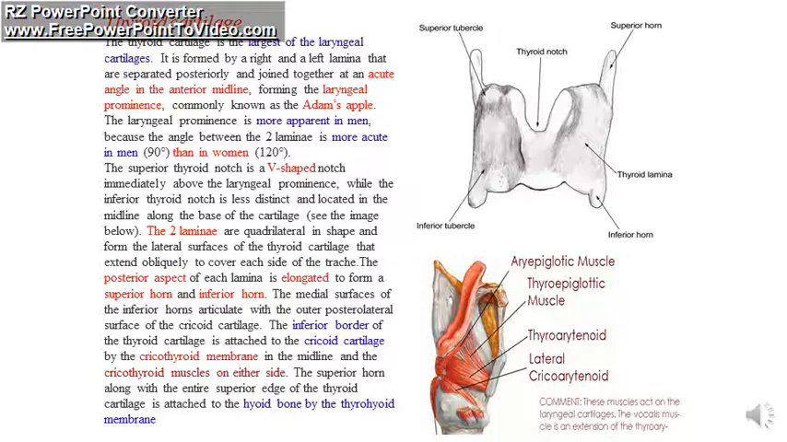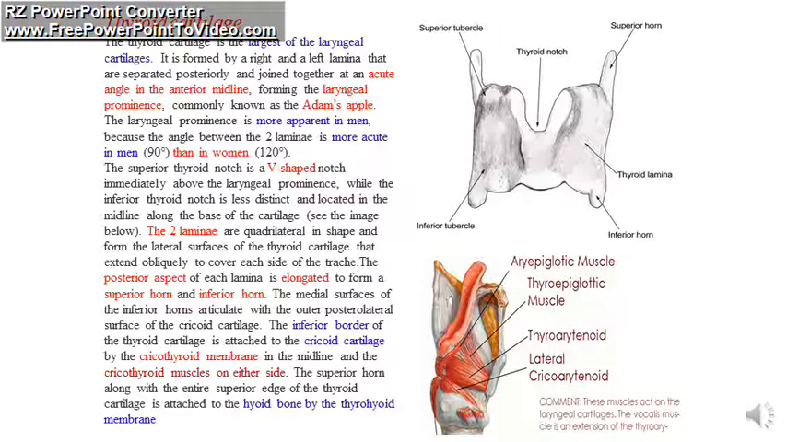It's formed by right and left laminae that are separated posteriorly and joined together at an acute angle, which we call the Adam's apple, in this area. You see the Adam's apple, with a prominent laryngeal prominence, which appears more in the male because of the angle. Even the voice, we notice that a woman's voice is softer than a man's voice because of the angulation.